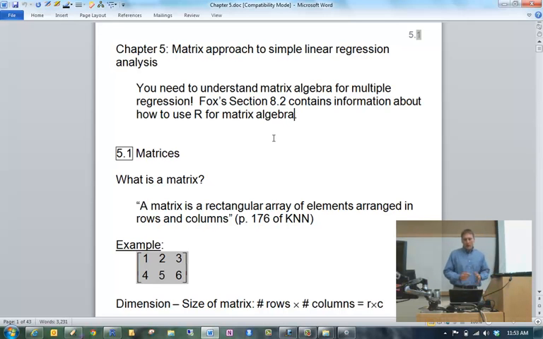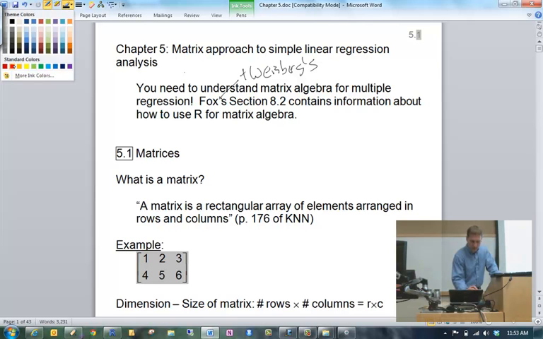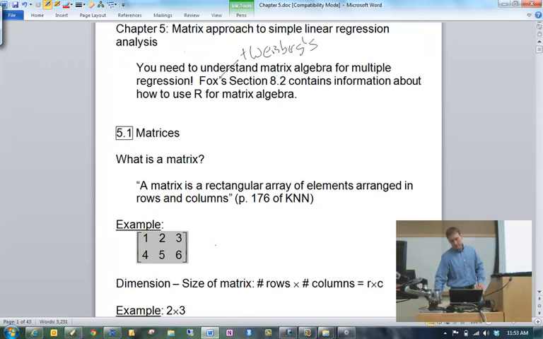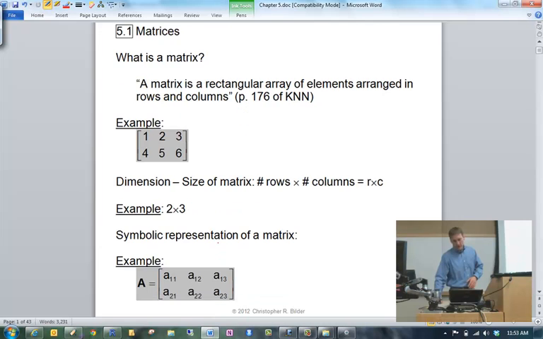So, if you're used to matrix algebra, focus on the R part. For more information, beyond what I'm going to talk about in our class, you can see Fox and Weisberg's section 8.2 in their book on matrix algebra and R. Again, this corresponds to the recommended book for our class. That wasn't required.